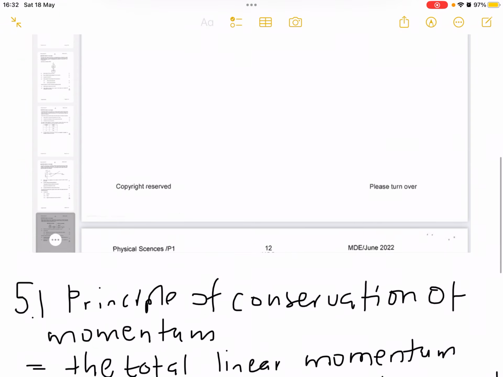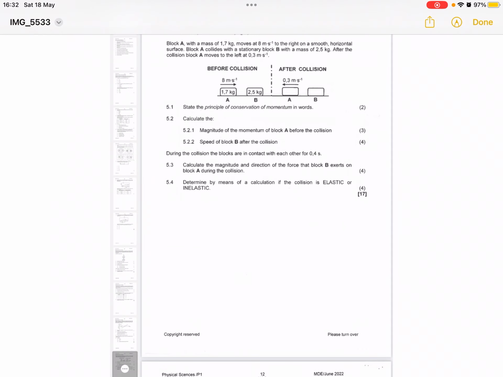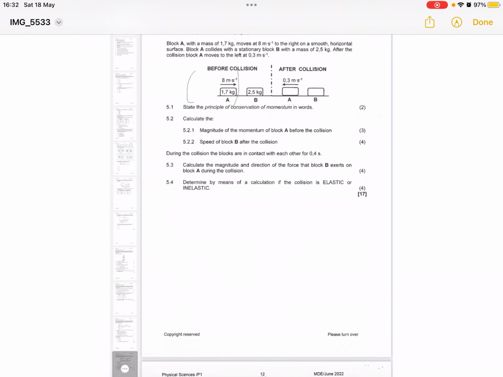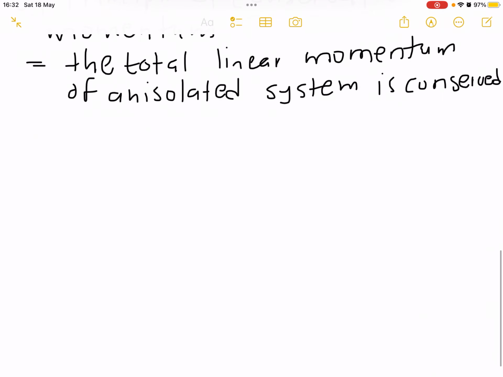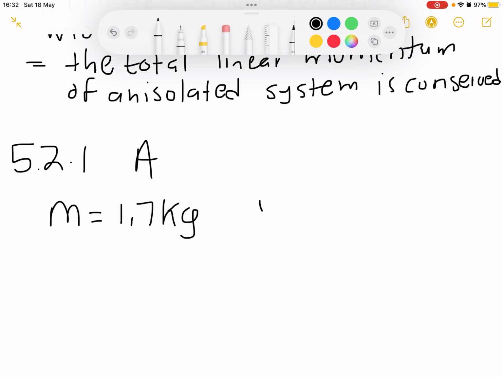Okay, so let's have a look at 5.2.1. They say calculate the magnitude of the momentum of block A before the collision. So before the collision, we need to list how much do we have here. This is the data for before the collision for block A. So let's take that down. In 5.2.1, we're looking for data for A, which is a mass of 1.7 kilograms, velocity of 8 meters per second, and you're looking at the momentum.